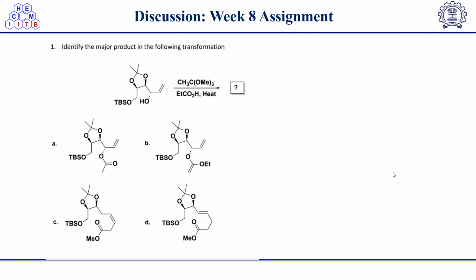Moving to the first question of the week 8 assignment. Identify the major product in the following transformation. This particular compound is treated with CH3C(OMe)3 and EtCOOH, a carboxylic acid, under reflux condition. What will be happening, and out of the four options given here, which will be the major product in this transformation? I will give you some time to think about this.